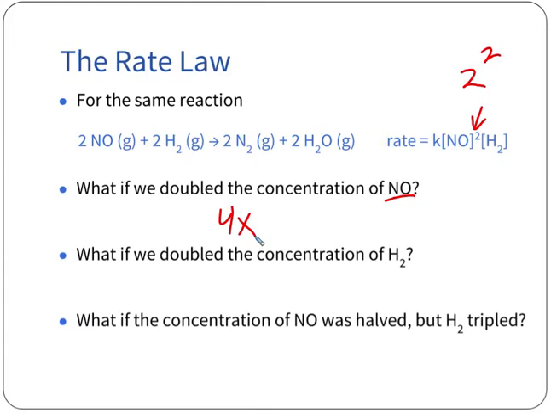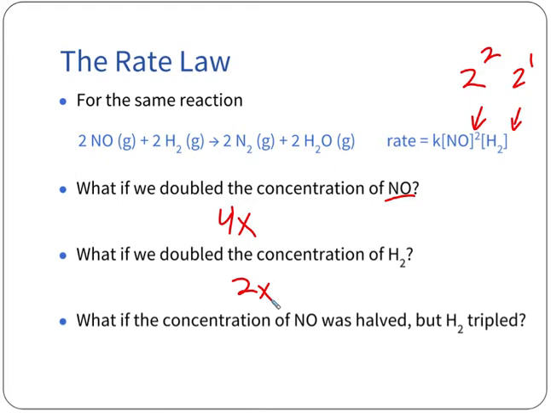What if we double the concentration of H2? Well, the order with respect to H2 is 1, which means that it's a straight, direct relationship. So if we doubled H2, it would just be 2 to the first power. That's just 2, so it would be 2 times. So the rate would be twice as high if we double the concentration of H2.